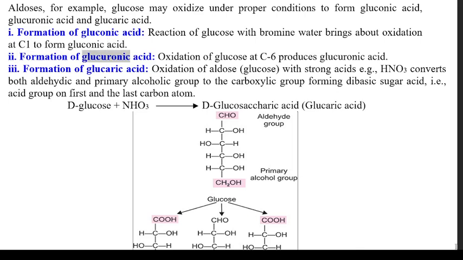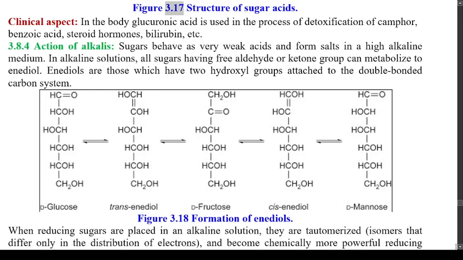Reaction of glucose with bromine water brings about oxidation at C1 to form gluconic acid. 2. Formation of glucuronic acid. Oxidation of glucose at C6 produces glucuronic acid. 3. Formation of glucaric acid. Oxidation of an aldose, glucose, with strong acids, for example HNO3, converts both the aldehydic and primary alcoholic groups to the carboxylic group, forming a dibasic sugar acid, i.e., with acid groups on the first and the last carbon atom. D-glucose plus HNO3 gives D-glucosaccharic acid, glucaric acid. Figure 3.17 Structure of sugar acids.